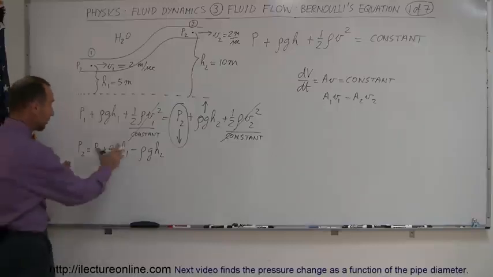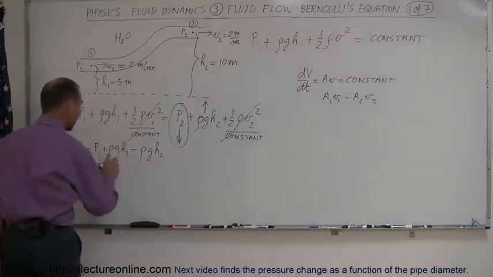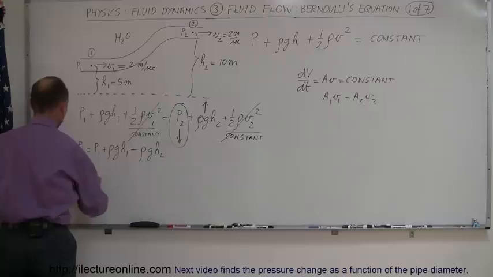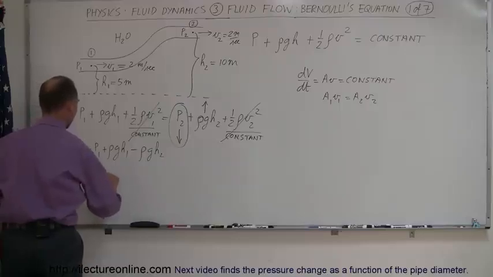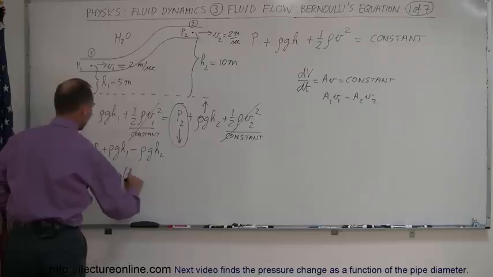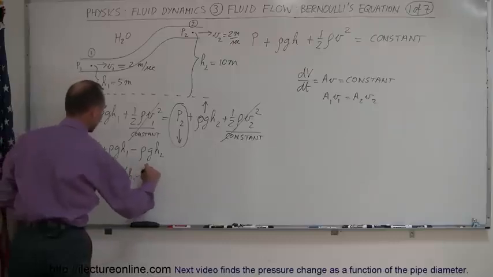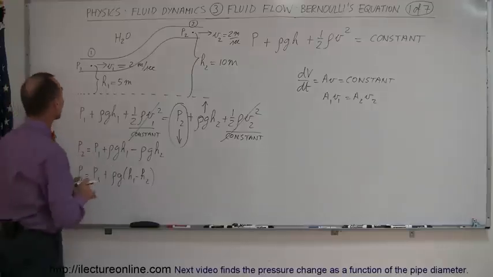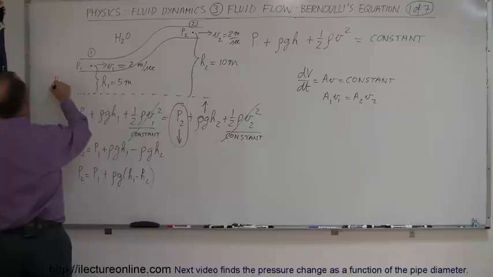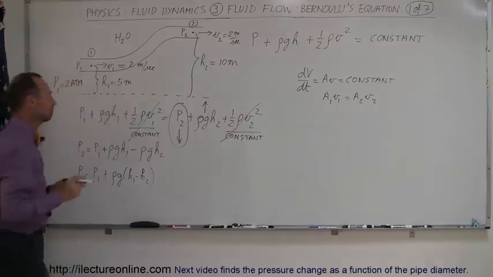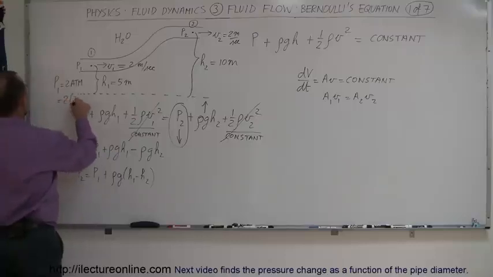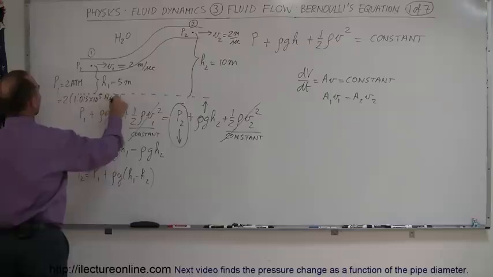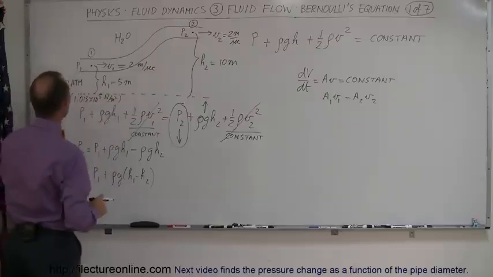Simplifying that equation a little bit by factoring out a g and a rho, this becomes P2 equals pressure 1 plus rho g times (h1 minus h2). Now notice I did not give you pressure 1. Well, I can put something in there. Let's say that pressure 1, P1, is equal to 2 times atmospheric pressure. And of course, atmospheric pressure is 1.013 times 10 to the 5th newtons per square meter. All right, so let's say that pressure 1 was 2 atmospheres.